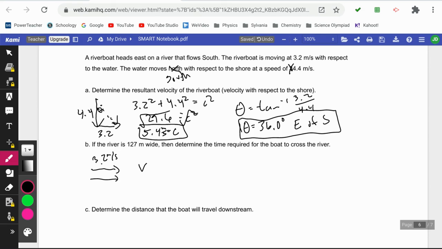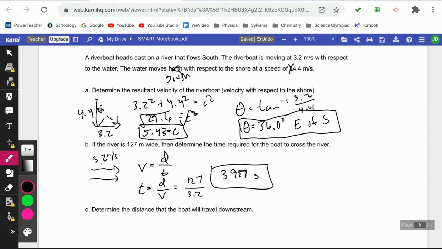So no acceleration, velocity equals just distance divided by time. We have our velocity and we have our distance. We're trying to solve for time. So if I rearrange it, it just becomes distance divided by velocity. My distance is 127 meters and my velocity is 3.2 meters per second. So 127 divided by 3.2 equals 39.7 seconds. That's the time to cross the river. I don't know why that's decimal points. Kind of funny. Sorry.